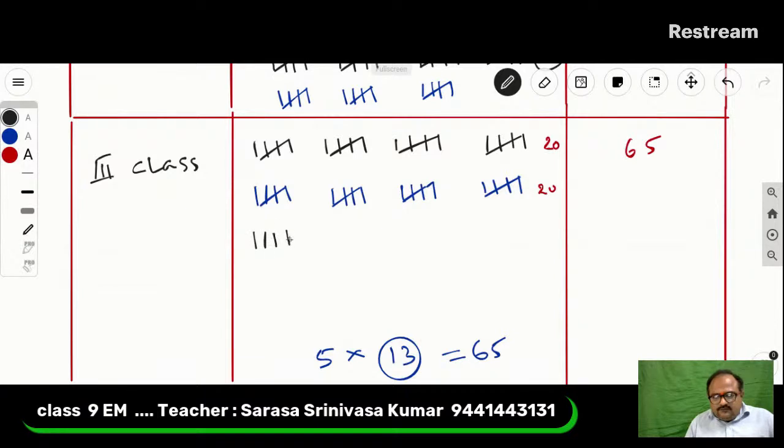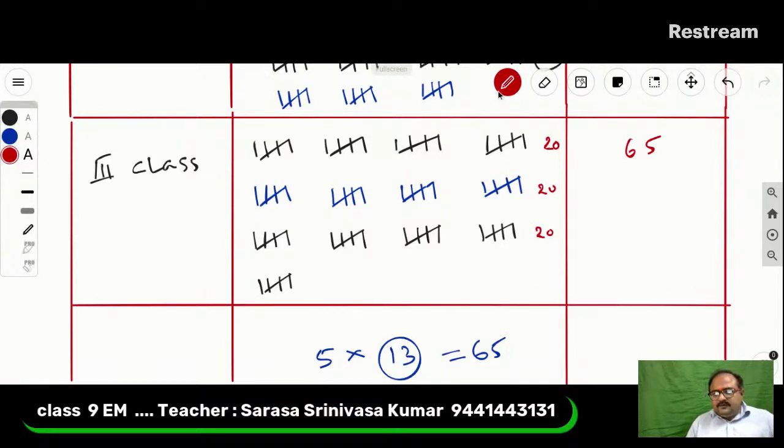1, 2, 3, 4, 5. So we have written 20 tally marks here. 20, 20, 20. Total 60 tally marks are written now. So we should write 5 more tally marks. 1, 2, 3, 4, 5. So total 65 tally marks. We have written 65. Now let us consider class 4.